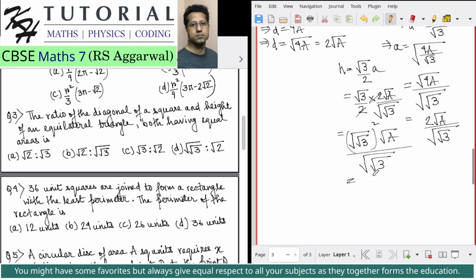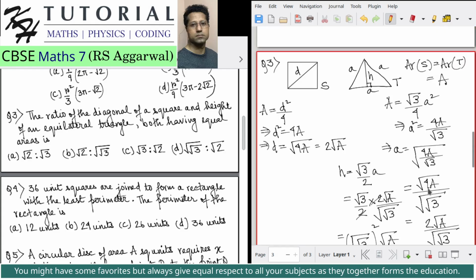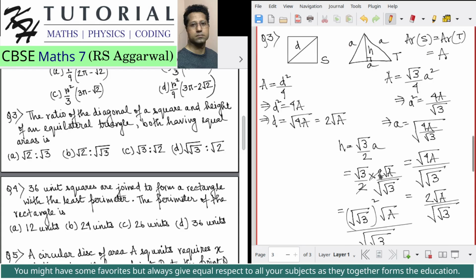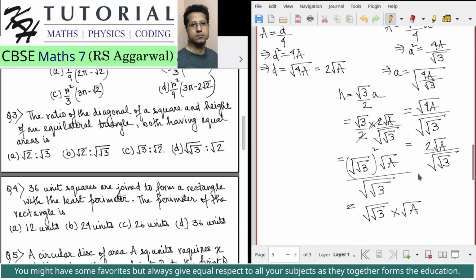This is equal to, I can cancel, I can divide. So after simplification, this will be square root of 3 multiplied by square root of A. Okay, so I have found the diagonal of the square. I am assuming both the square and the triangle to have the area A, capital A. I have found the diagonal of the square to be 2 into square root of A, and the height of the equilateral triangle to be square root of 3 multiplied by square root of A.